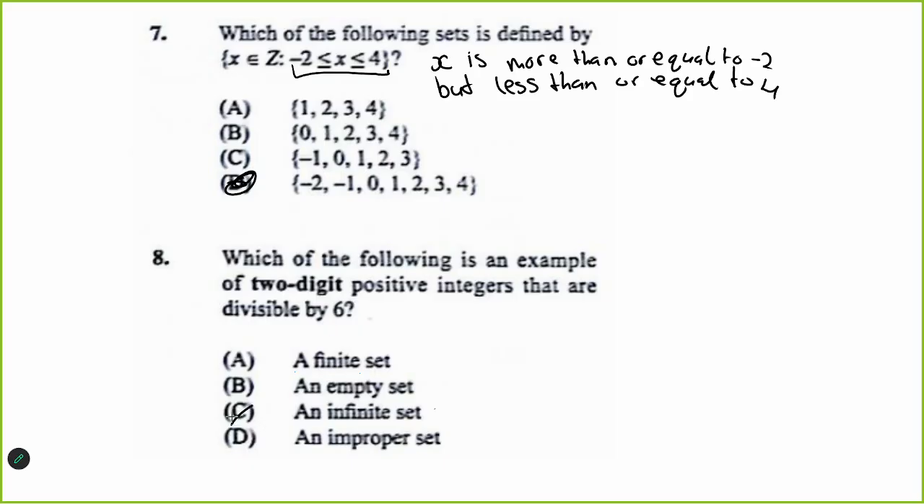It's not an infinite set because they said 2 digits, and that is from 10 to 99. So it's not an infinite. Are there 2-digit numbers that are divisible by 6? Yes, so it's not an empty set, so the answer would be a finite set.